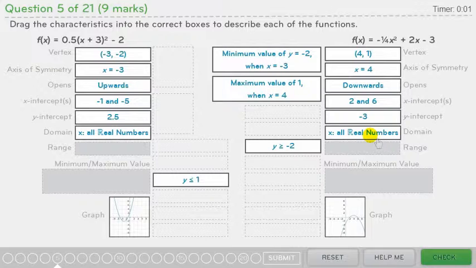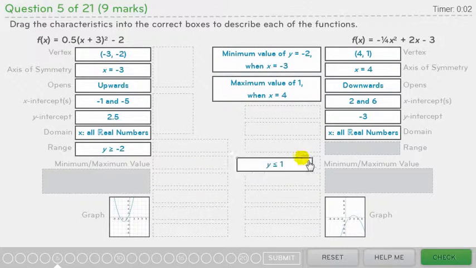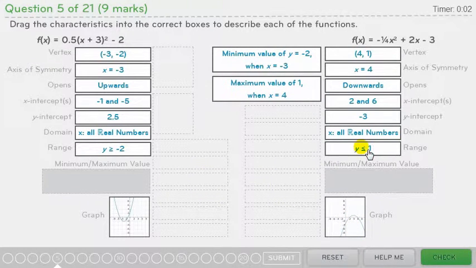And now the range. The range is talking about what y values are permitted. Notice that in this function we can have y values from -2 and above, so y can be greater than or equal to -2. And in this function we can have y values below 1, so y is less than or equal to 1. Finally, we need to determine which function has a maximum and which has a minimum.